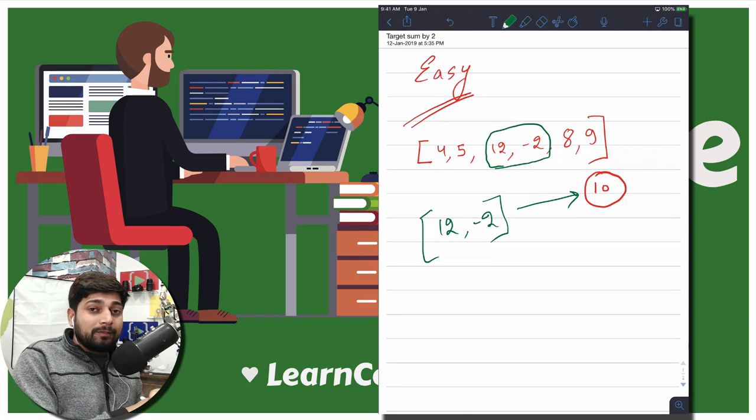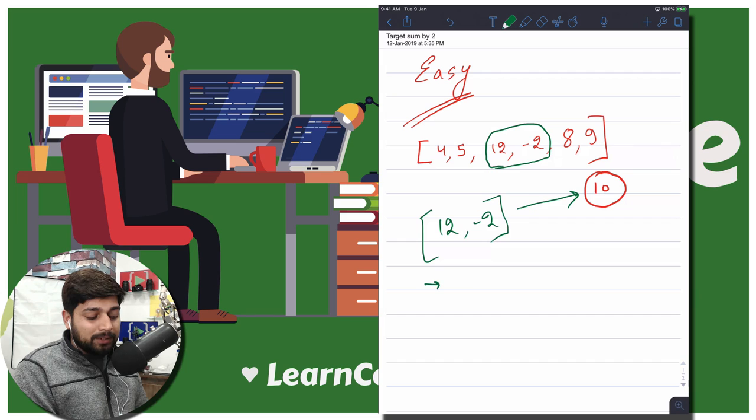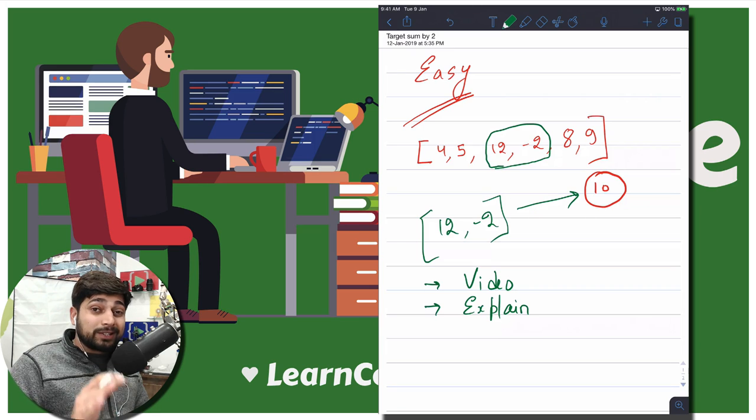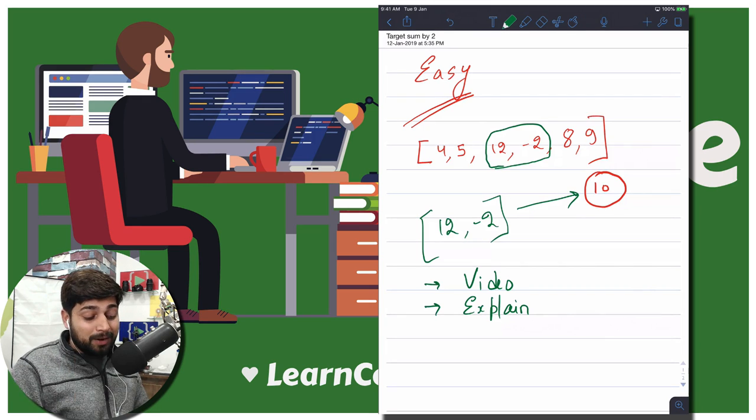I'm looking only for video solutions. First and foremost, let's define the rules up here. I'm only looking for a video-based solution. The highest weightage is for explanation, so explain properly. Don't just write the solution, explain the solution properly.